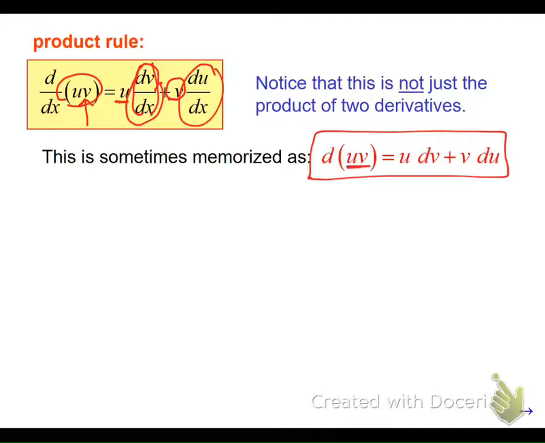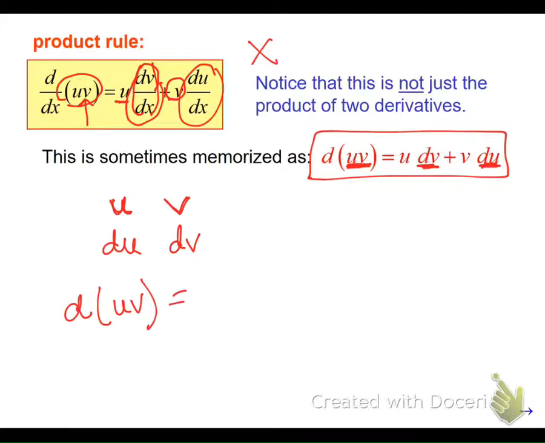If I have two things I'm multiplying together, u times v, and then I've got a du and a dv. du stands for derivative of u, dv stands for derivative of v. So the derivative of u, we're going to call that du. The derivative of v, we'll call that dv. I call this crisscross rule, product rule, crisscross. The derivative of the product of u times v is crisscross: u times dv plus v times du.